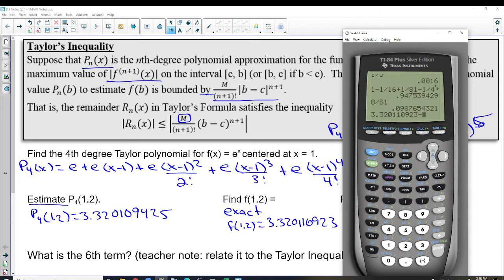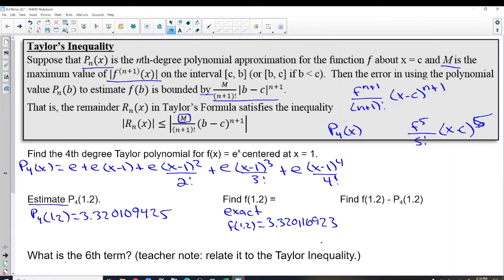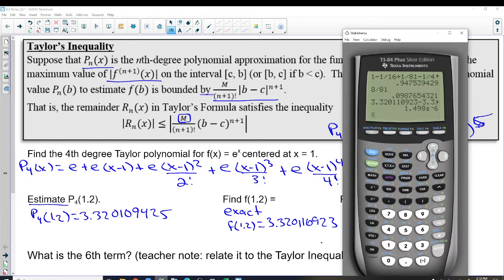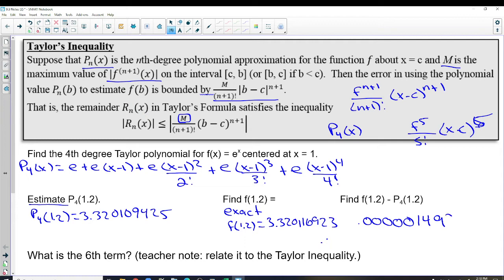3.320116923 minus 3.320109425. That's 0.000007498. That's the error, right? Because if we take exact minus the approximate, that's the error in our approximation, at least to that many decimal places.